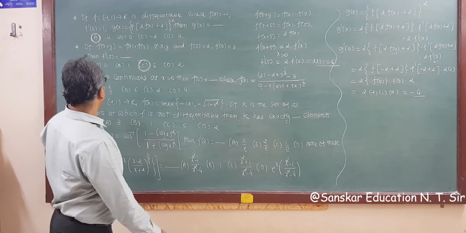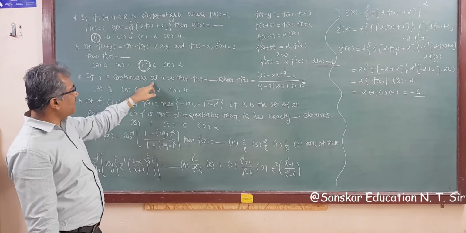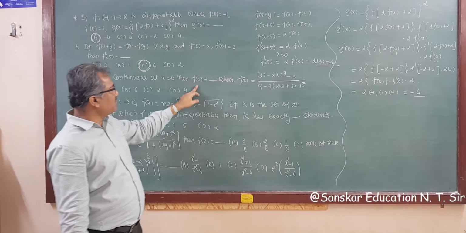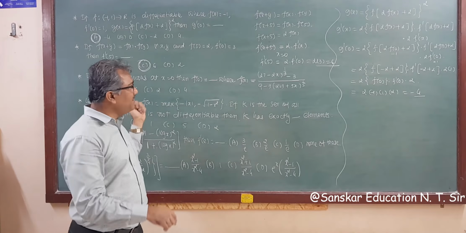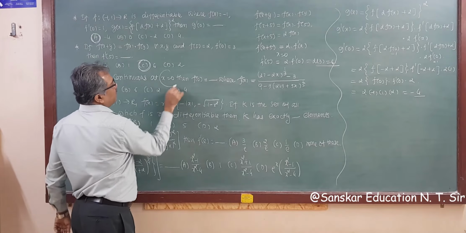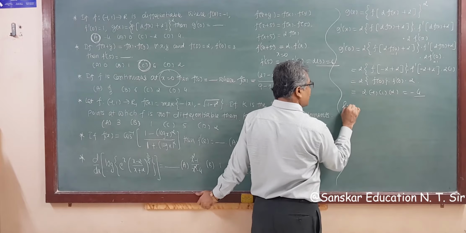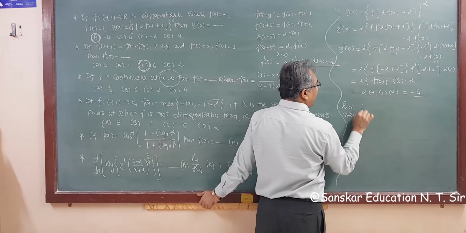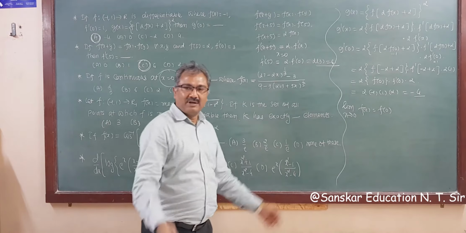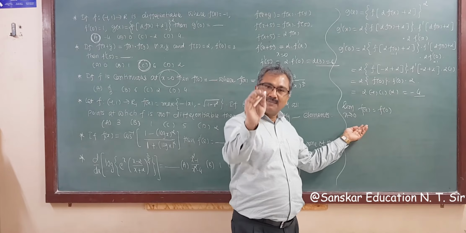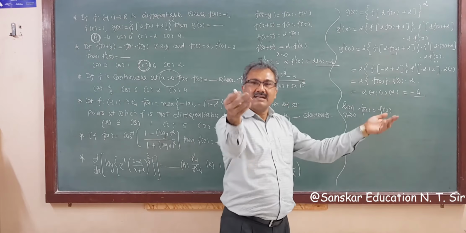Right? Now next question. If f is continuous at x equal to 0, then f(0) is equal to what? Where f(x) is this. Now f is continuous at x equal to 0, that is limit is equal to value, that is limit x tends to 0 of f(x) is equal to f(0). Limit is equal to value, and left hand limit is equal to right hand limit is equal to f of 0, then the function is continuous.